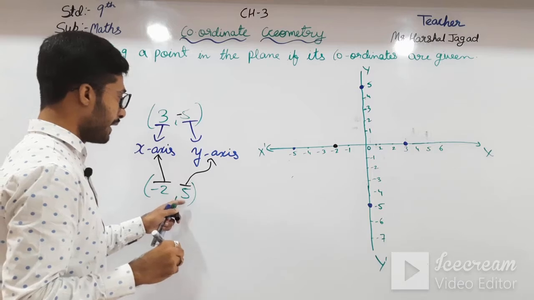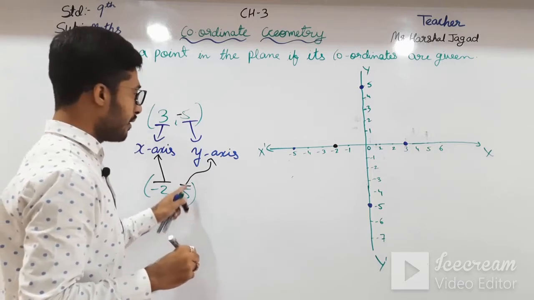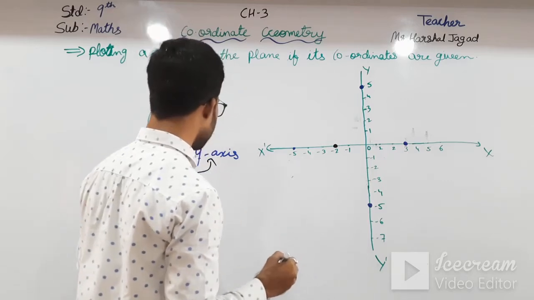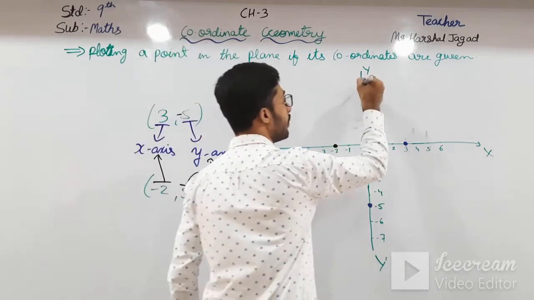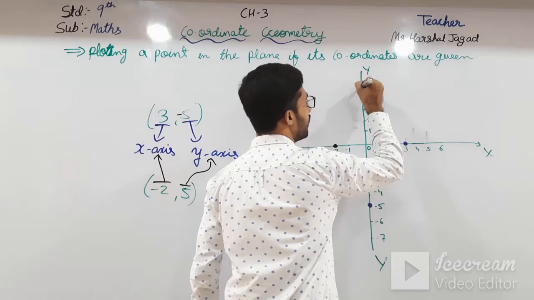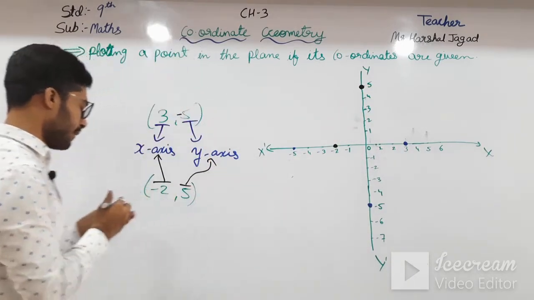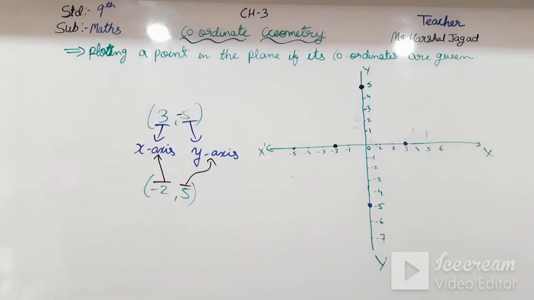the 5 on the y-axis. So y-axis 5 is positive, so it will be over here. Okay students, it will be over here. So these are some of the points I have given you as examples. Let us go further.